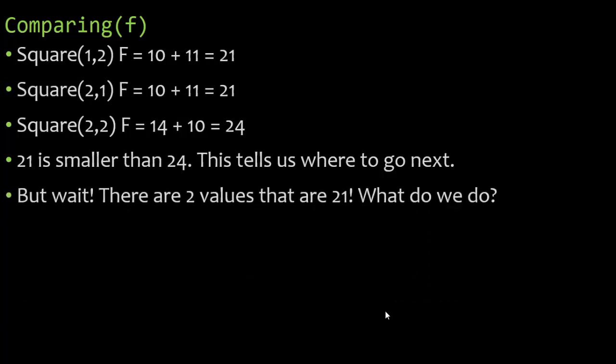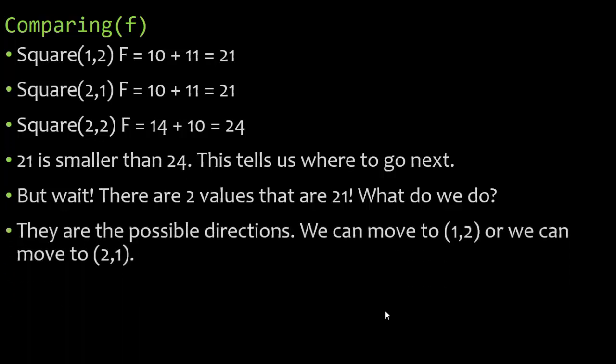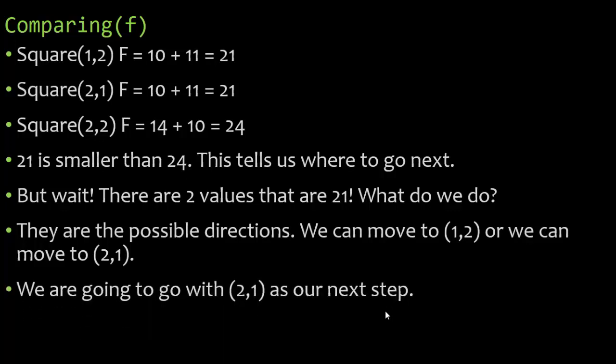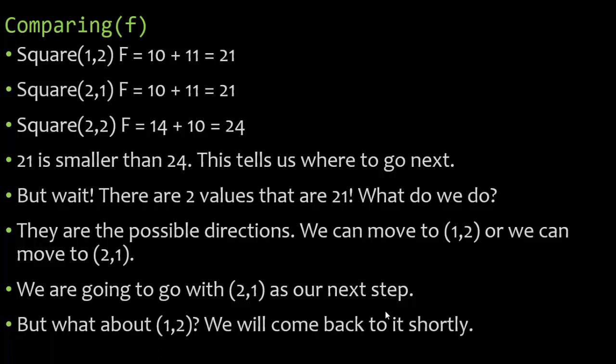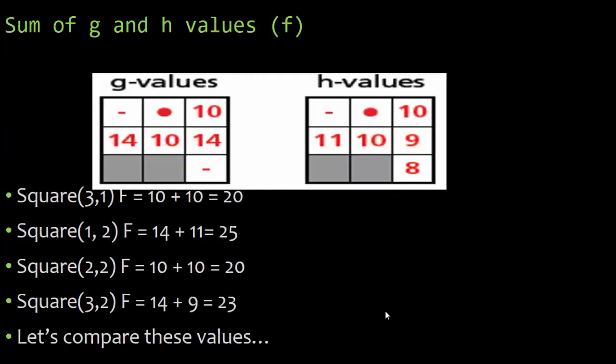But wait, there are 2 values that are 21. So what do we do? Well, they are the possible directions we can go. So we can move to 1, 2, or we can move to 2, 1. We're going to move to 2, 1 as our next step. And you may be saying, well, what about 1, 2? Don't worry, we're going to come back to it shortly.